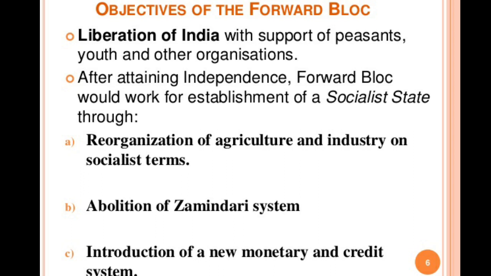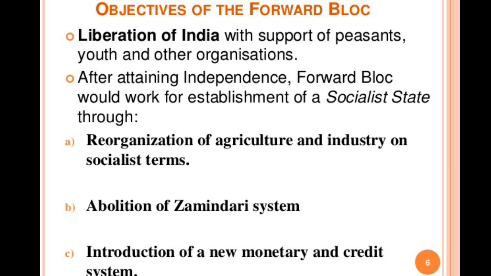Second objective: Forward Bloc aimed at establishing a socialist state in India through the following measures. First one, through the reorganization of agriculture and industry on socialist lines. Second, abolition of the Zamindari system. And third, introduction of a new monetary and credit system.